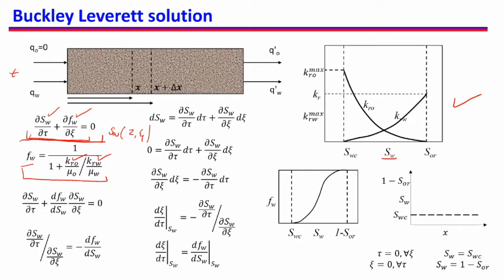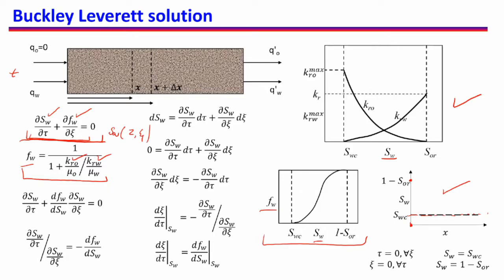How FW looks, I have shown here again, as we did in the last video: there is an S-shaped curve where FW is a function of SW. The boundary conditions that we get are also shown in this figure, where at x equal to 0, after we start injecting water, we instantaneously get residual oil saturation, so water saturation is 1 minus SOR. And the initial condition is that initially in the whole reservoir or whole porous medium we had SWC.